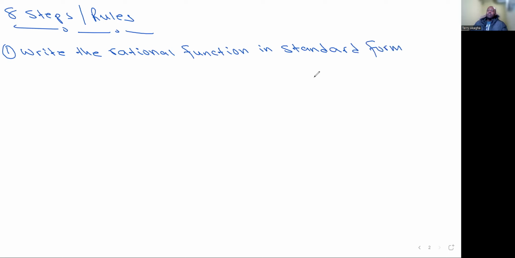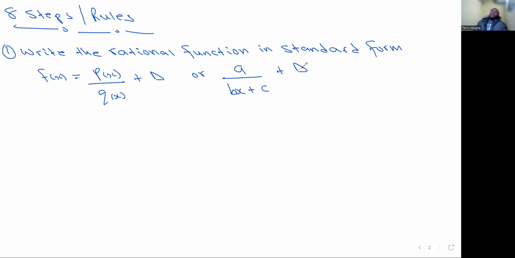I've talked about this in the previous video. I told you the standard form is f of x equals p of x over q of x plus d, or you can say it is a over bx plus c plus d. So there are different ways of writing this. I also told you that for this to be a rational function, q of x must not be equal to 0, and bx plus c must not be equal to 0. And for it to be a rational function, it has to be a ratio of 2 polynomials, but the numerator can also be a constant.